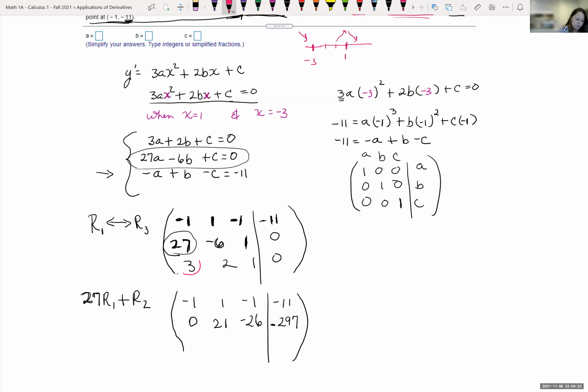I want to get rid of this 3 down here in this third row, and so I'm going to use row 1. Think about what you're going to multiply this -1 by to give me an opposite sign of 3. So I want just 3 row 1 plus row 3. So I have 3 times row 1, -3 plus 3 is 0. 3 times 1 is 3, plus 2 is 5. 3 times -1 is -3. -3 plus 1 is -2. 3 times -11 is -33 plus 0 is -33.